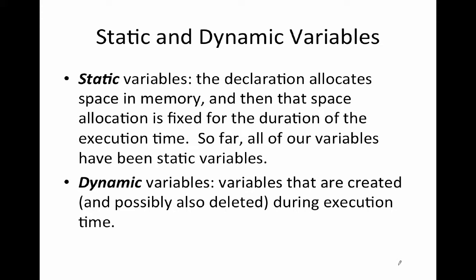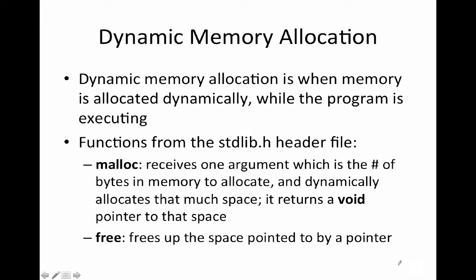So while your program is actually running, you can say, oops, I need another location. You can dynamically allocate a new variable. So dynamic memory allocation is when memory is allocated dynamically, again, while the program is executing.